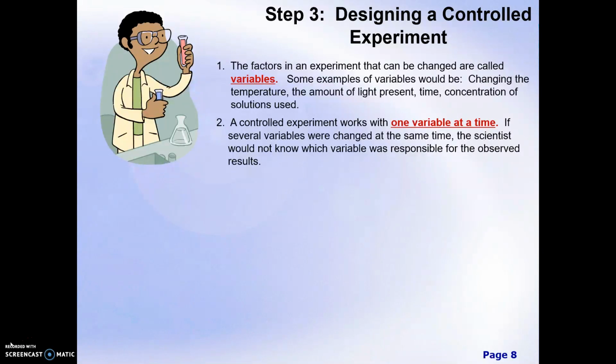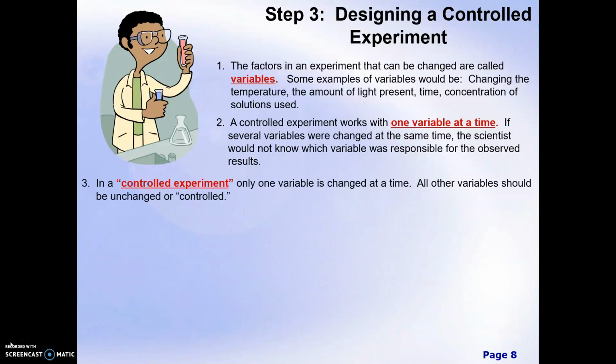Just like if we were cooking a recipe and we added some salt, but we also took out the chicken and added some carrots and something about the flavor changed, we wouldn't know which one did it. So we only change one variable at a time. In a controlled experiment, only one variable is changed at a time. All other variables should be unchanged or controlled.